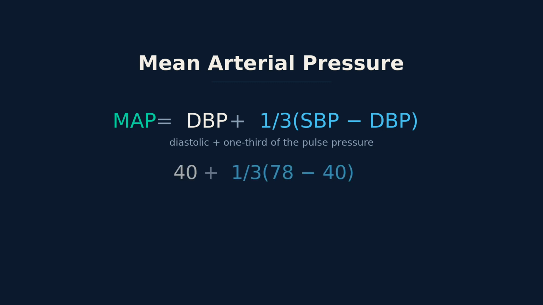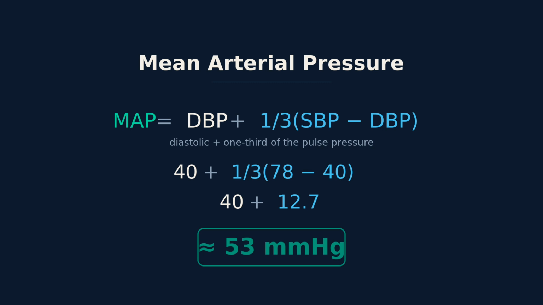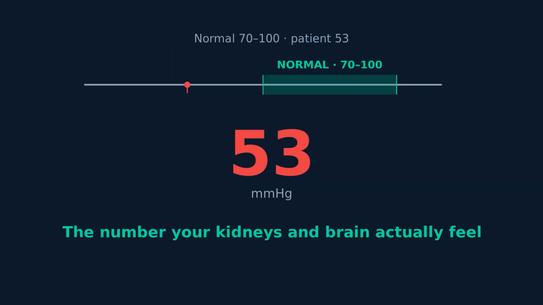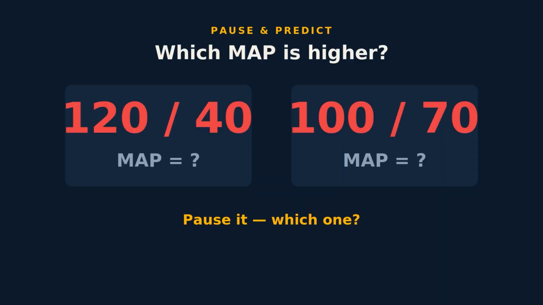So for our patient, 78 minus 40 is 38. 1/3 of 38 is about 13. Add that to 40, and you get a MAP of roughly 53. The monitor already calculated it. That's the little number in the parentheses you've been ignoring. A normal MAP runs about 70 to 100. Our patient is at 53. That's the number your patient's kidneys and brain actually feel.